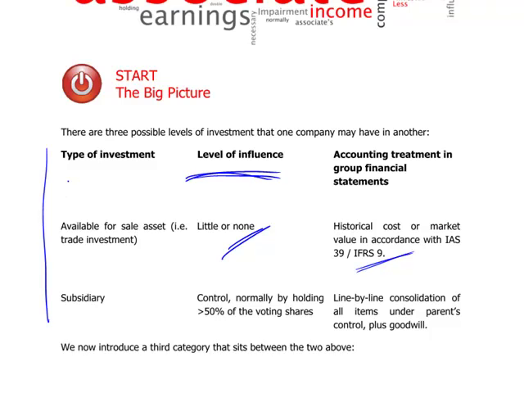Therefore, these 2 shares we purchased, we will treat according to financial instruments, IAS 39 and IFRS 9, and will basically do the following entry. So let's say we paid cash, so credit cash, and debit financial asset. So it's pretty much an available for sale asset.